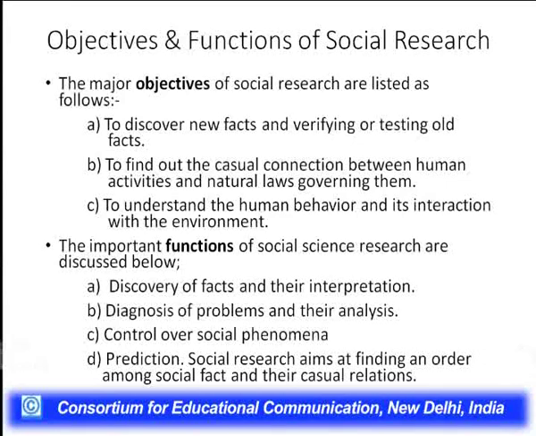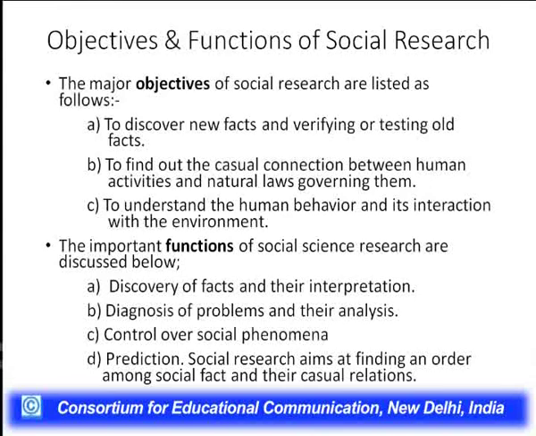The second objective is to find a causal connection between human activities and the natural laws governing them. This comes from the positivist interpretation, which believed that the entire society was governed by certain rules, and if these rules could be identified, social action could be interpreted accordingly. And therefore, the understanding was that each behavior had a certain law, and the law could help you to interpret the causes of the behavior.